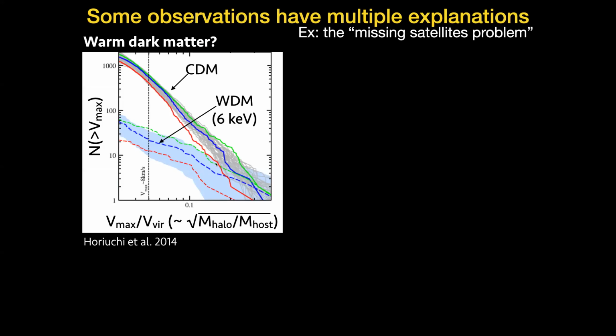And so that's what people call the missing satellites problem. So you can fix this in one of two ways. You can either change the dark matter model to get rid of all those halos, which is an example here. So this is the number of halos as a function essentially of the square root of their mass. So if you increase the primordial temperature of the dark matter, then you get fewer small scale structures.